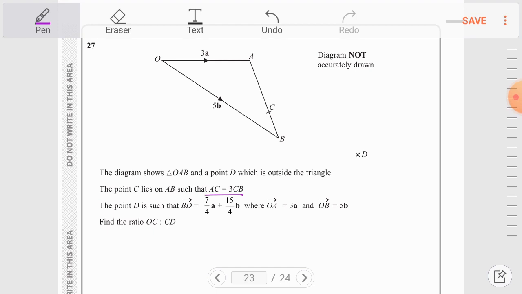So in order to find the ratio of OC to CD, we first need to find the value of OC and the value of CD. At first we are going to find the value of OC. As given in the diagram, point C lies on the line AB, and the value of the line AB is not given. So at first we need to find the value of AB. The value of AB would be OB minus OA actually.